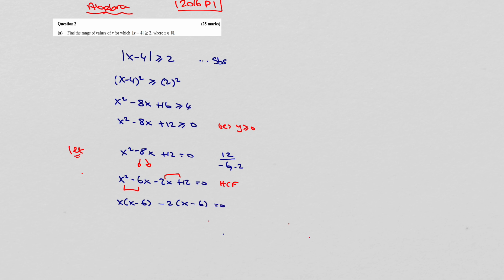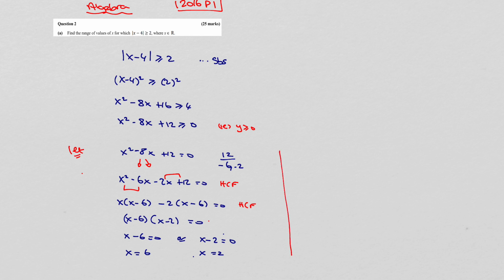And again, I can see that x minus 6 is common. So my highest common factor, if I take out x minus 6, I'm left with x minus 2 equals 0. So both of those factors multiply to give us 0. That means that x minus 6 must equal 0, or x minus 2 must equal 0. So therefore we get x equals 6 or x equals 2. But of course this was not an equation to begin with, it was an inequality, and therefore that is not the end of my question.